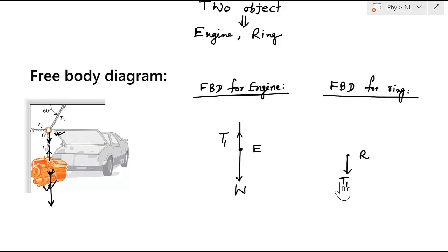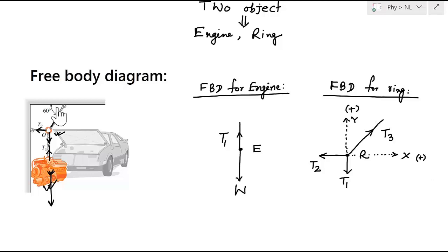magnitude will be T1. Similarly, this chain will apply a force in this direction, and this tension will be T2. Now assume that this chain remains horizontal, and that's why we can show tension force in a horizontal direction. Another force that will come from this chain has a magnitude of T3. So these are the three forces that are acting on this ring. Now let us call this the x-axis and this the y-axis. So this is the positive direction of x-axis, and this is the positive direction of y-axis.